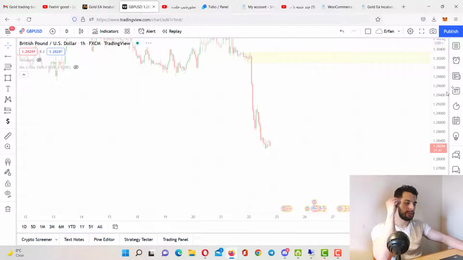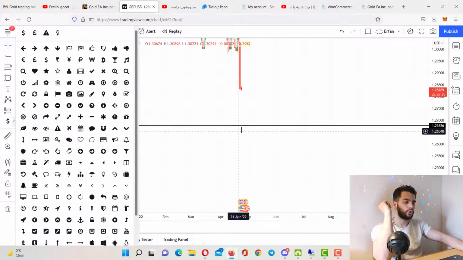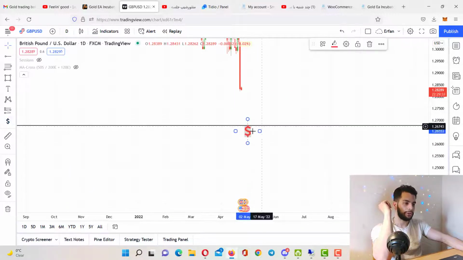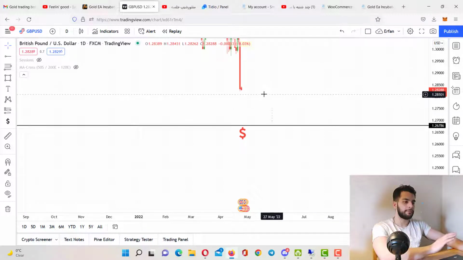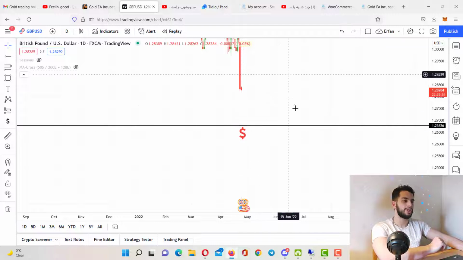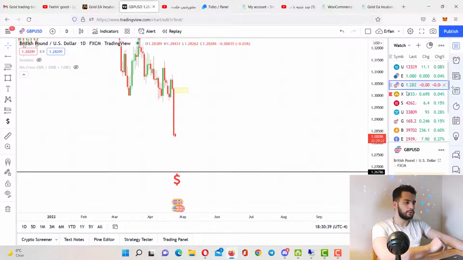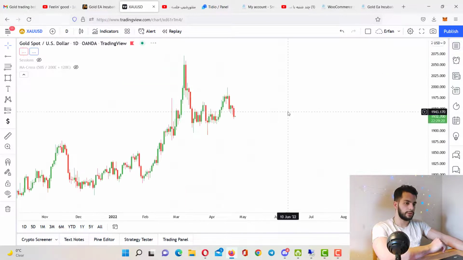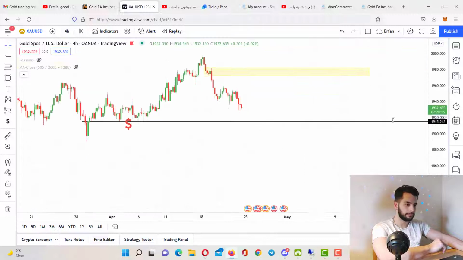But I actually identified a major support level that has so much liquidity underneath, which is going to be this one, and I'm just assuming that it's going to tap into this level and then change direction. This is my opinion, but we'll see what happens. So let's go to gold, guys. I want to see what's going on with gold on a 4-hour time frame, not daily really.